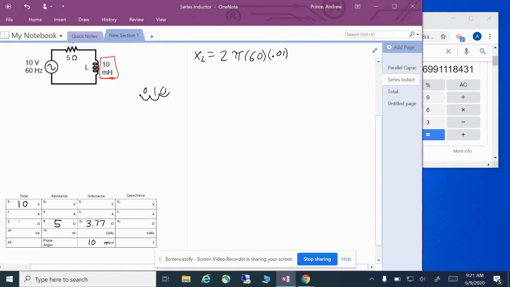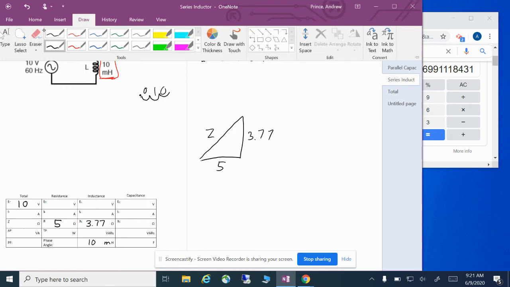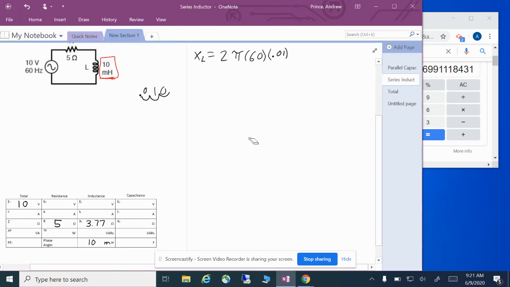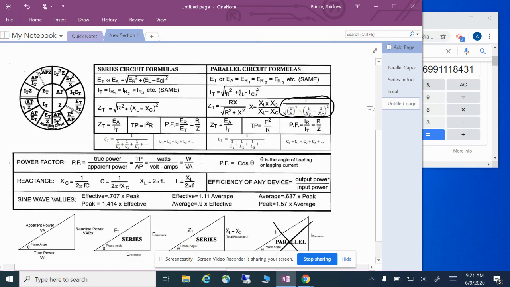Okay, so the next step we could solve for would be our impedance, right? Because we have two other values. So if we're using the triangle method, we're looking at a triangle, and we have the 3.77 and we have the 5. Now we're looking for the impedance. So we're not going to just be adding those up like in typical series circuits. We're going to be using Pythagorean theorem for that. So if we want to look at our formula sheet, or if you already know it, we're going to be looking at the impedance, right? So that's going to be right here.